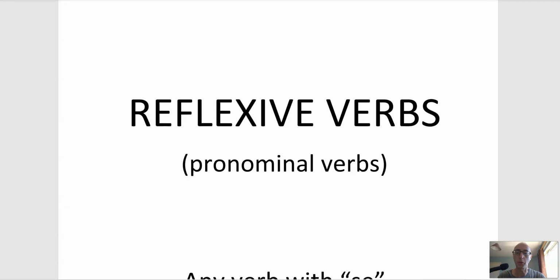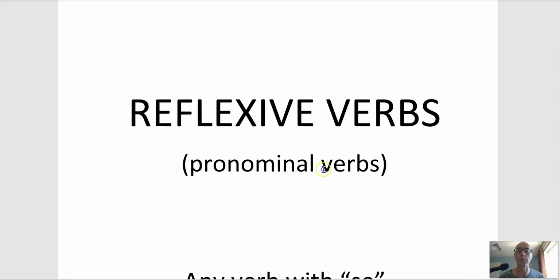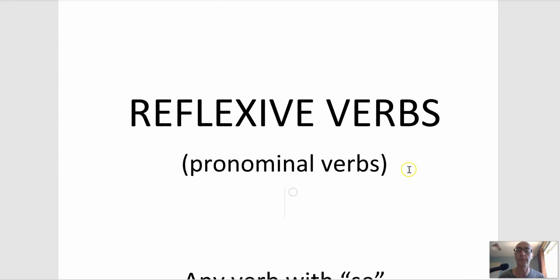Today we're going to talk about reflexive verbs. Now people call them reflexive verbs, but actually their correct title is pronominal verbs. This really isn't an important distinction, but just in case you see that anywhere, the reflexive verbs and pronominal verbs are, well, more or less the same thing.